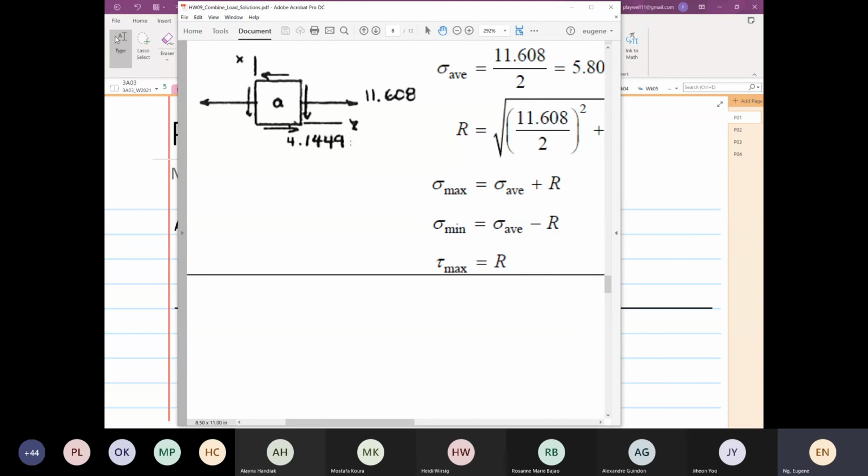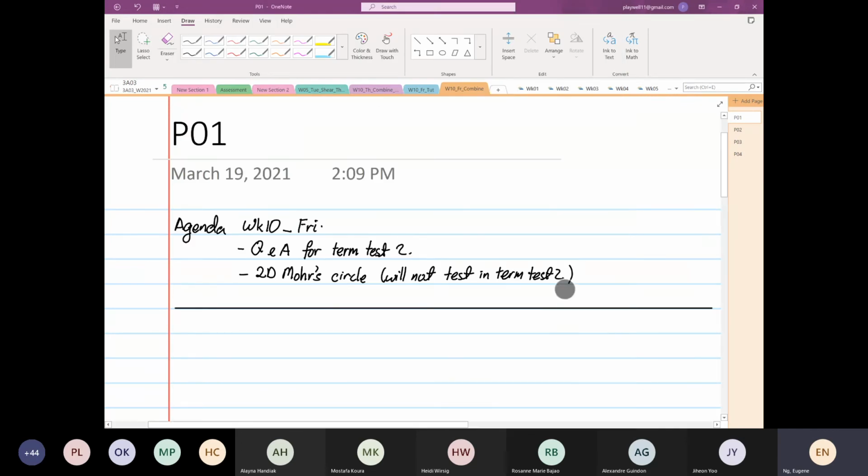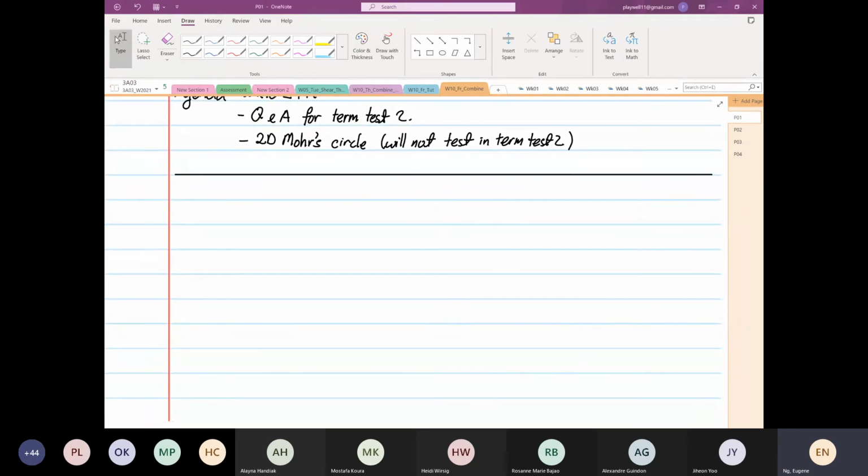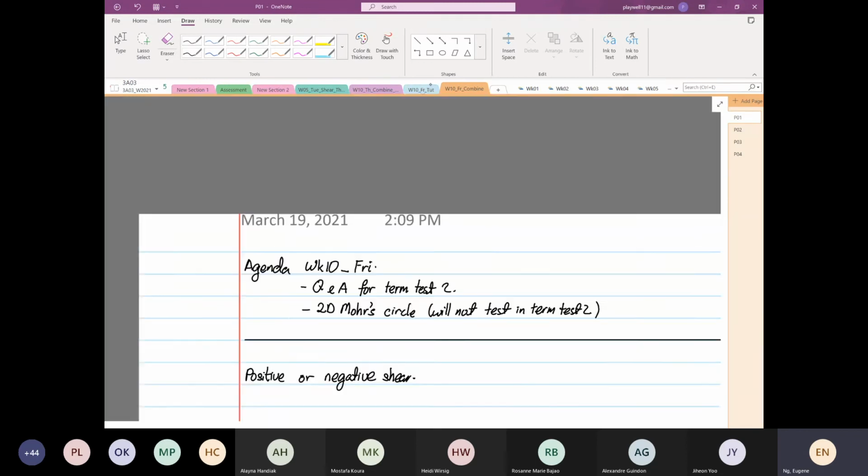So Abigail asks about positive or negative shear in a shaft. I'm going to answer that question. Is it important now? I'll tell you, for your term test, no, because as I said, I'm not asking you all to solve Mohr's circle, but I'll quickly go over it.